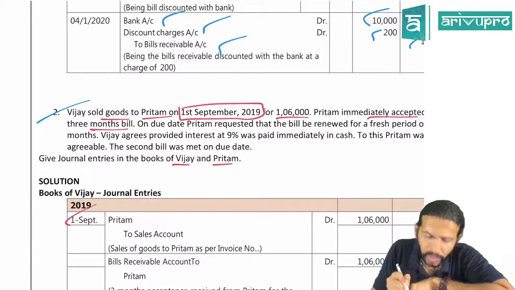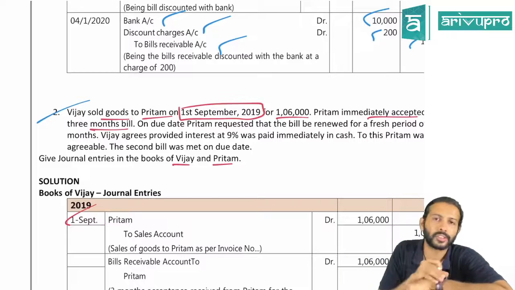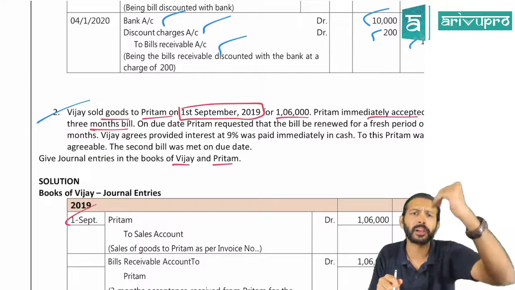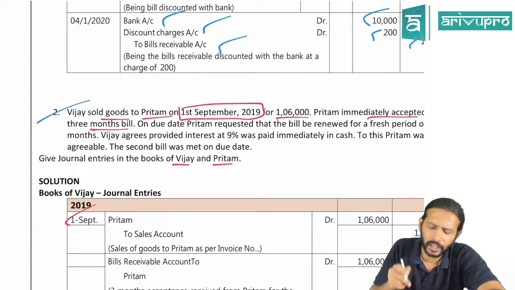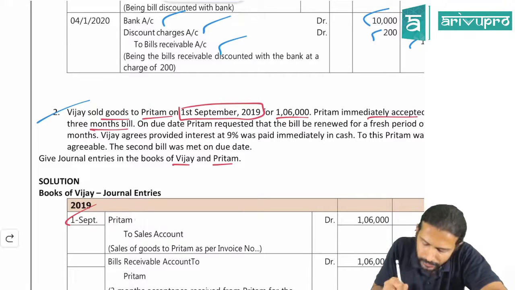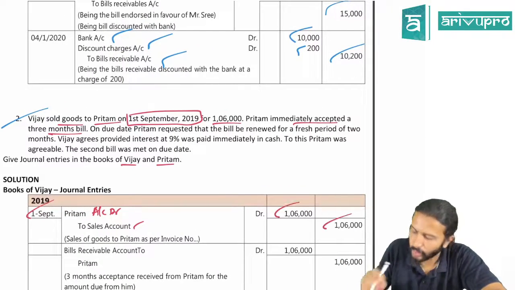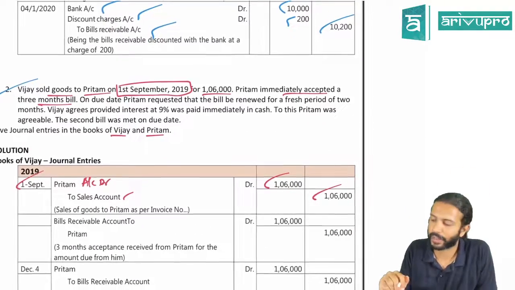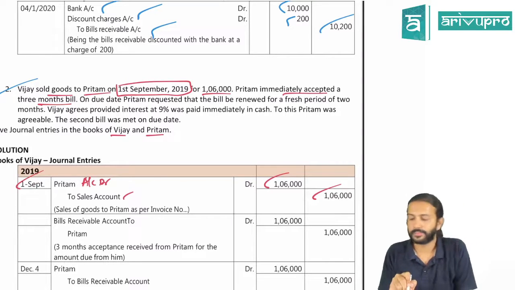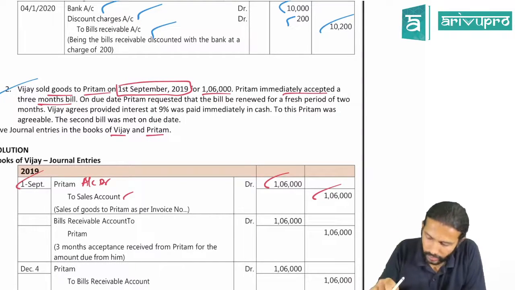On 1st September, you have sold goods. What is the journal entry for credit sale? Debtors account debit to sales. Who is your debtor now? For Vijay, Preetham is the debtor. So the journal entry is Preetham account debit to sales account 1,06,000. That is the first journal entry. Manageable? No problem there.